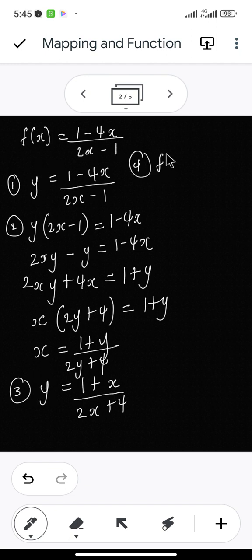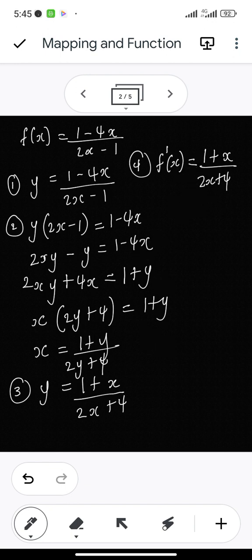So the inverse function of x is equal to 1 plus x over 2x plus 4. Now I've gotten the inverse of this function. Now the domain of this inverse gives the range of the original function, you understand? So now let's look for the domain of this.